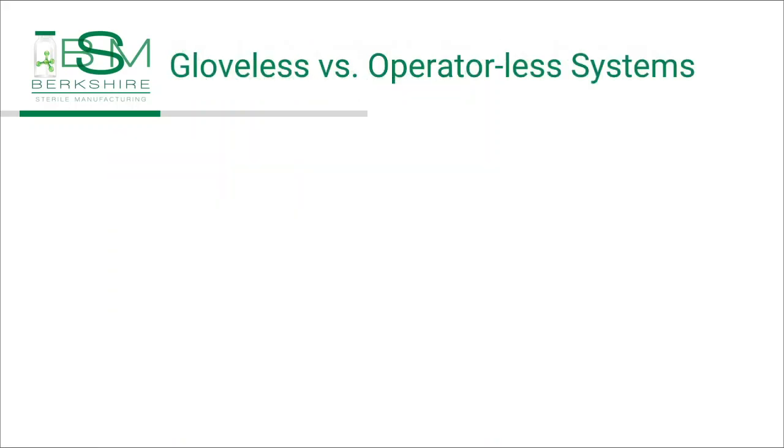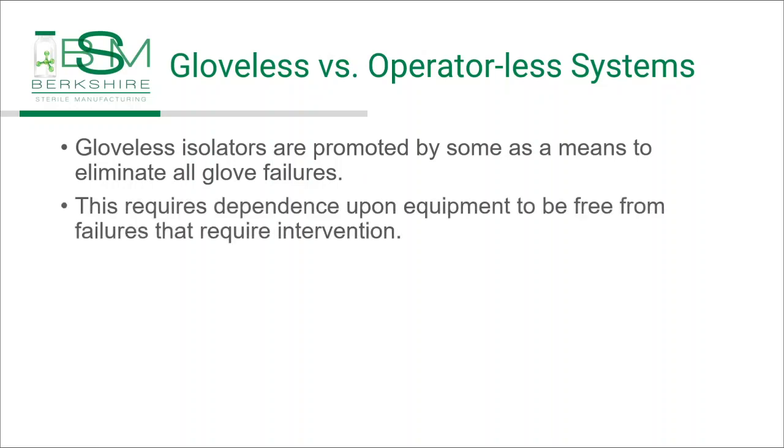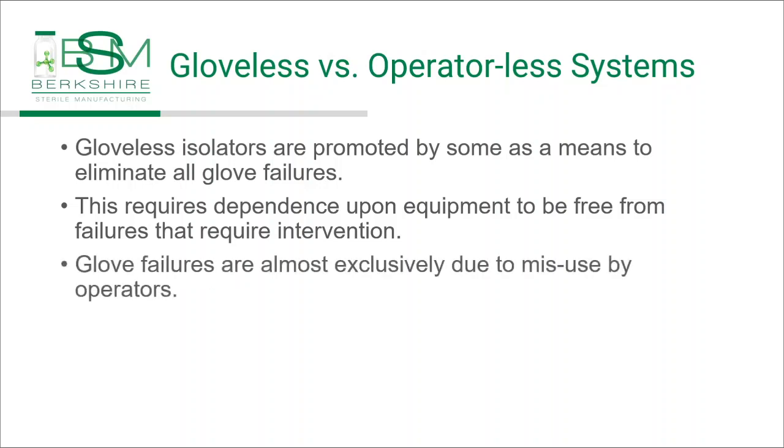I want to briefly mention gloveless versus operatorless systems. There's been a lot of press recently about gloveless isolators, and they claim that they eliminate all glove failures. And of course they do, because you don't have gloves, so how can you have a glove failure? However, these require dependence upon the equipment to be free from any failure that would require an intervention. And I think maybe this is good with very established lines, but if you're doing a lot of different manufacturing, as we do as a CMO, this is a little difficult to believe that that would always be the case.